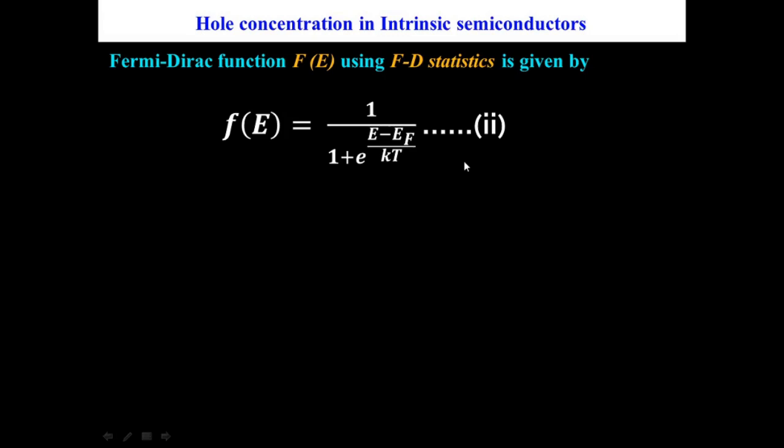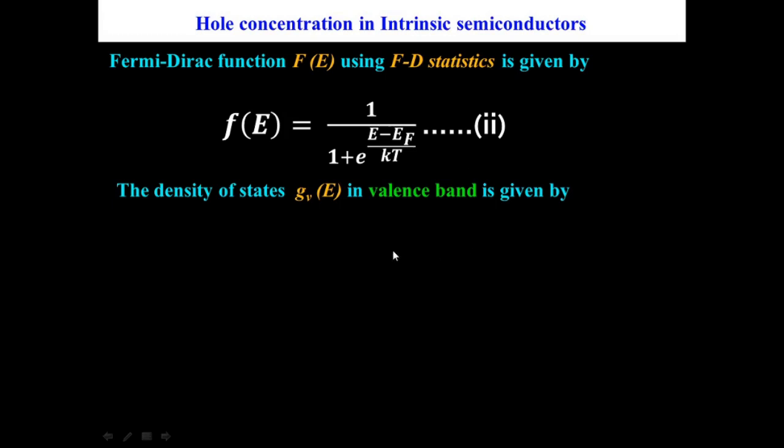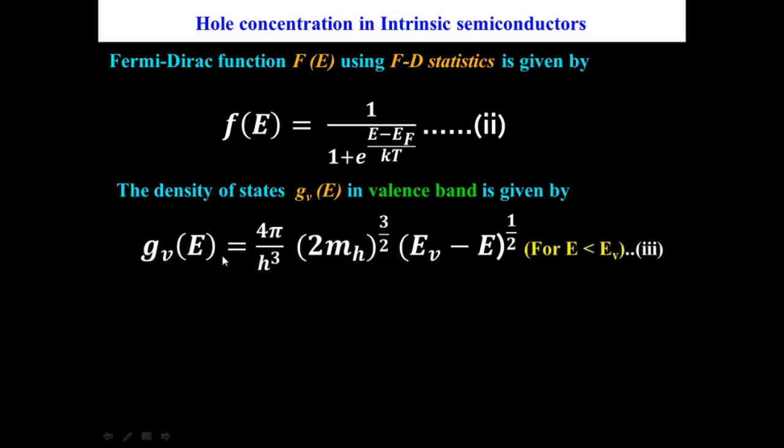Also, the density of states of valence band is given by the following expression: GV is equal to 4 pi by h cube, twice mh to the power 3 by 2, (EV minus E) to the power half, as the energy is less than that of the top of the valence band. Now we'll substitute the value of GVE and FE in equation number 1.